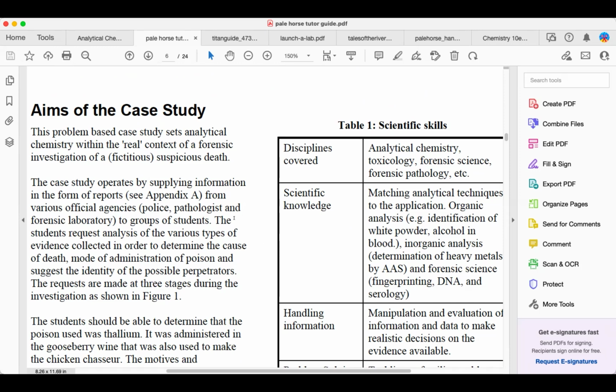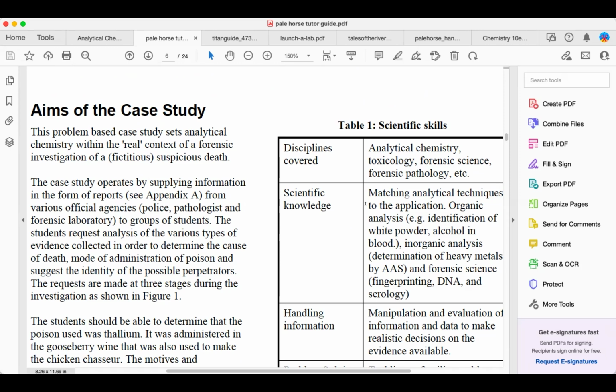So for this Pale Horse, you have a lot of data. The disciplines covered: analytical chemistry, toxicology, forensic science, forensic pathology. It's not an issue if it is toxicology, because you're not supposed to do the analysis. The data is provided for you.